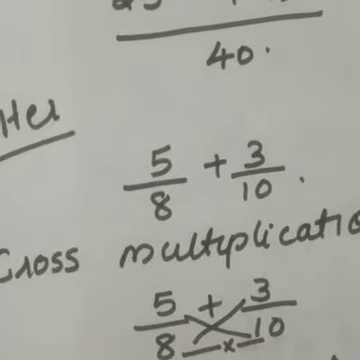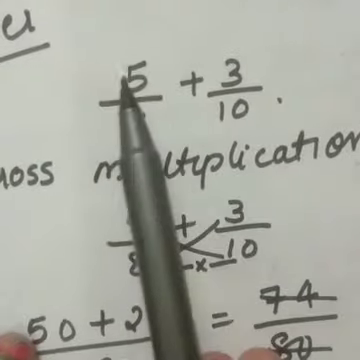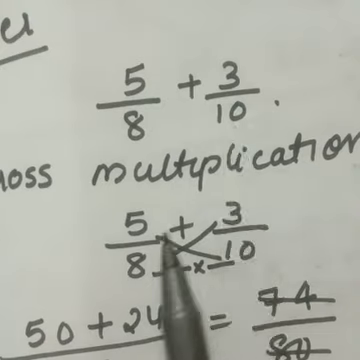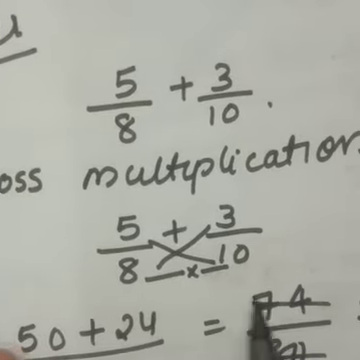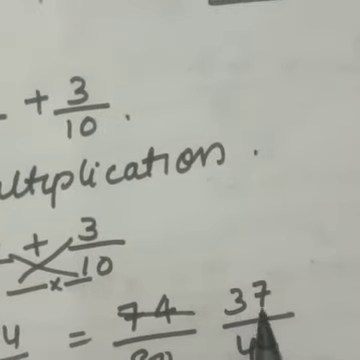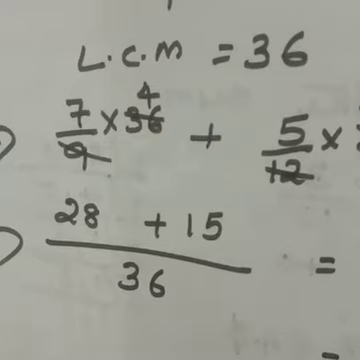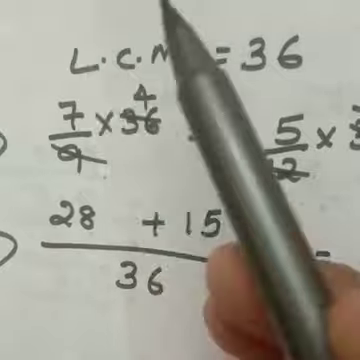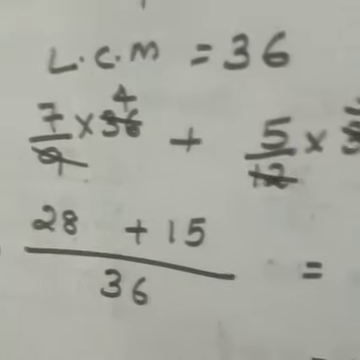Second question. First question, alternate method, cross multiplication method. Cross multiply. 10 5s are 50, 3 8s are 24, 8 10s are 80. After 8 10s are 80, then adding and cutting, you will get the same answer. Clear? Next, second question, 7 by 9 plus 5 by 12, LCM 36.